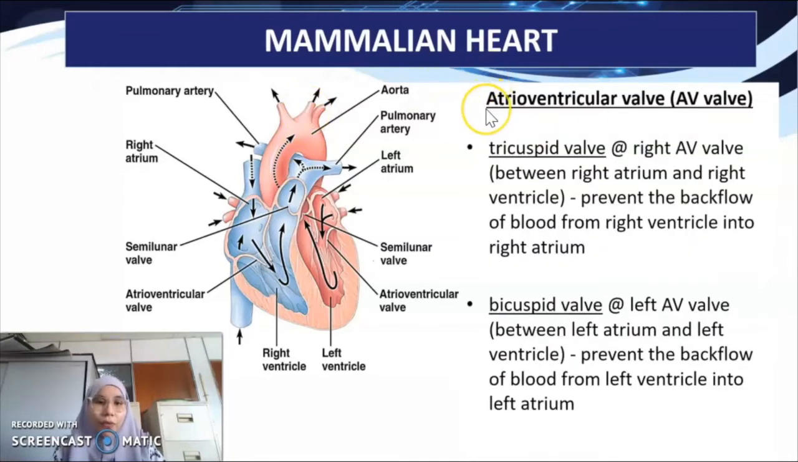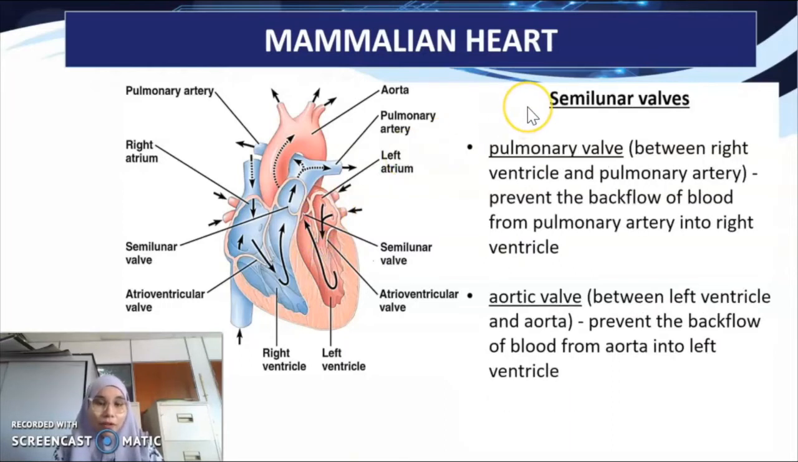The atrioventricular valve, or AV valve: the tricuspid valve, or the right AV valve, is located between the right atrium and the right ventricle. It functions to prevent the backflow of blood from the right ventricle into the right atrium. The bicuspid valve, or the left AV valve, is situated between the left atrium and the left ventricle. It functions to prevent the backflow of blood from the left ventricle into the left atrium.